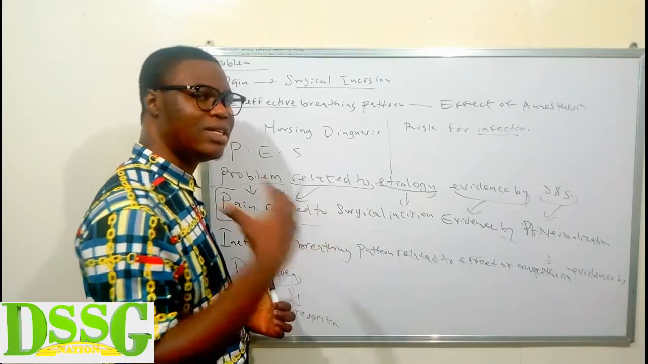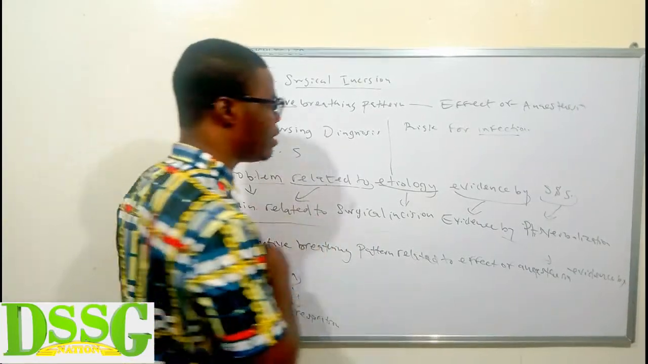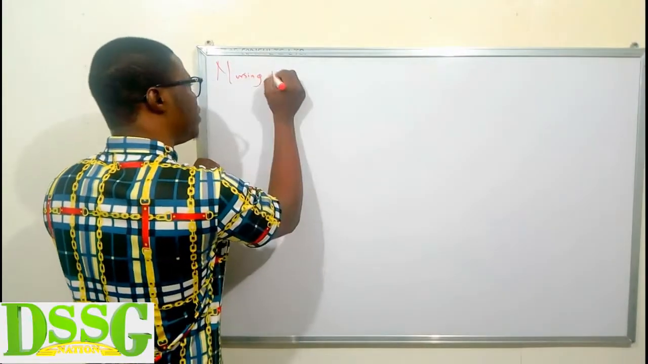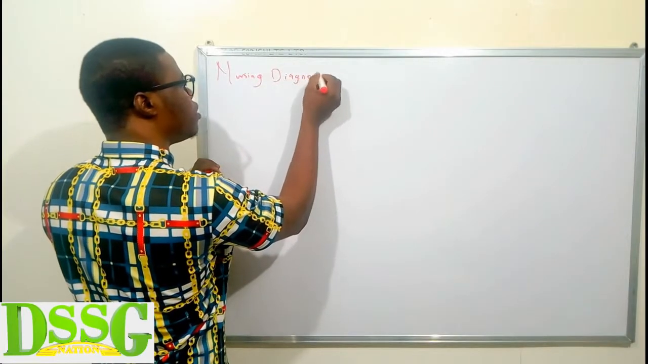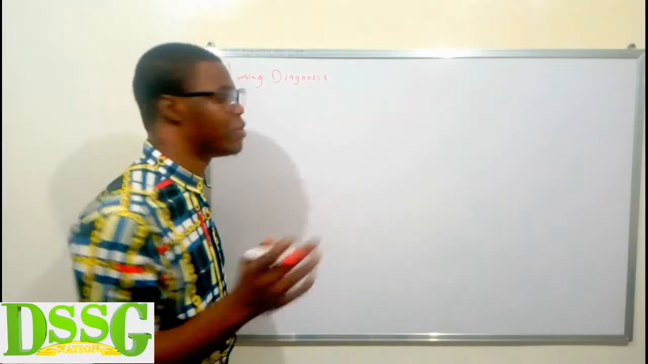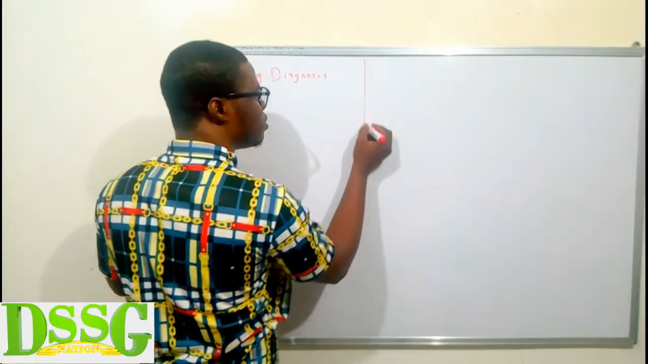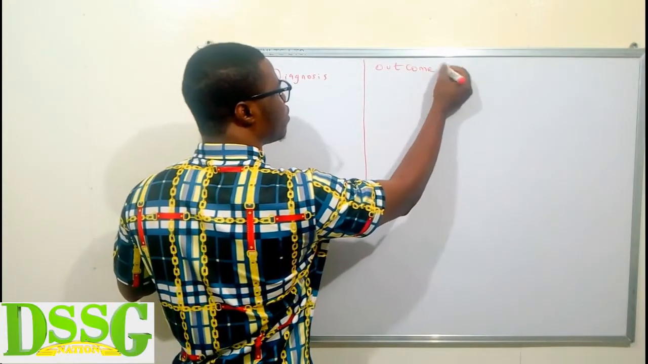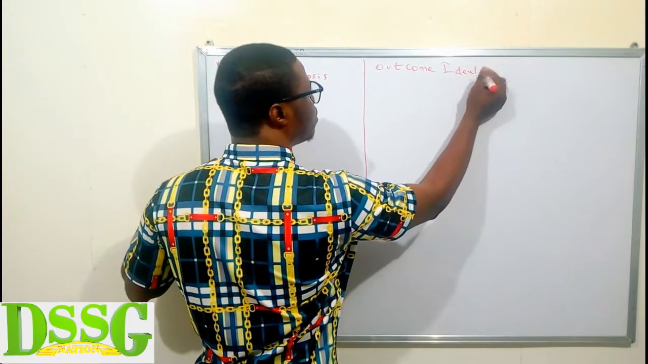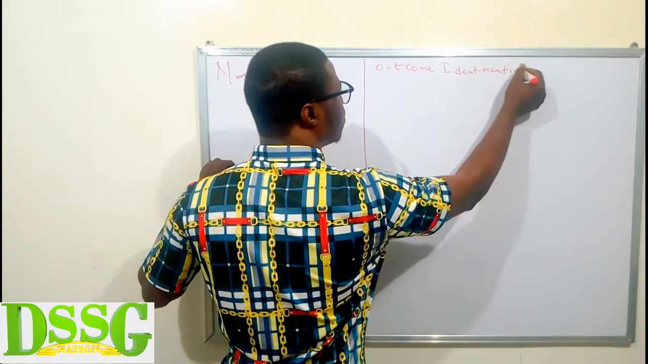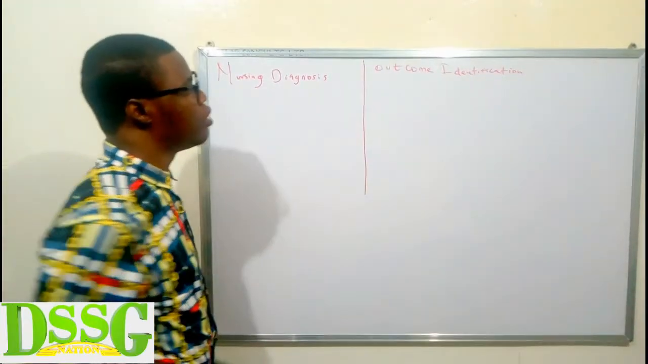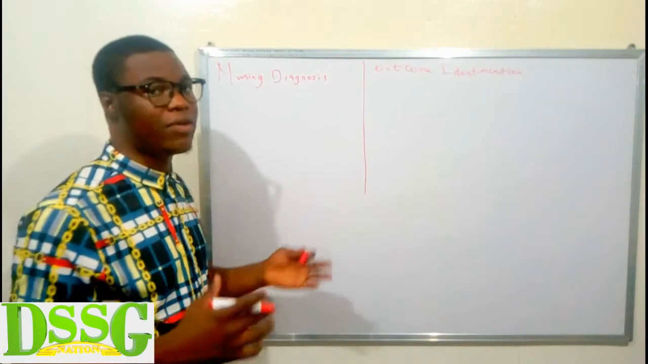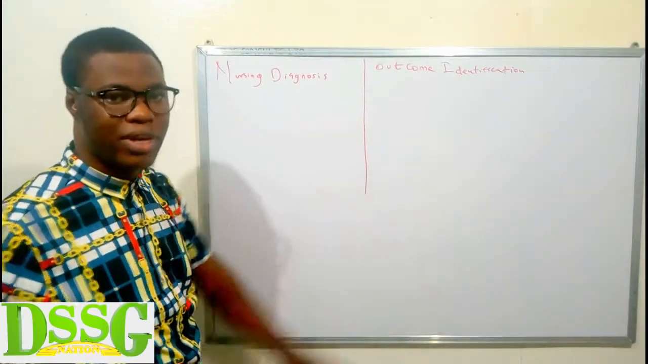Now let's treat each nursing diagnosis using our table. So let me clean the board. I'll be right back. So, nursing diagnosis. Let me just draw the table. I will make it as clear as possible. The next one is outcome identification. Let's treat these two together. Then nursing intervention. I want to treat the nursing intervention and the scientific rationale together. So let's treat this nursing diagnosis and outcome identification again.